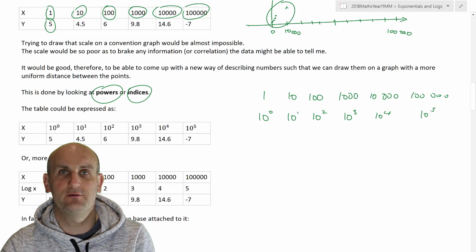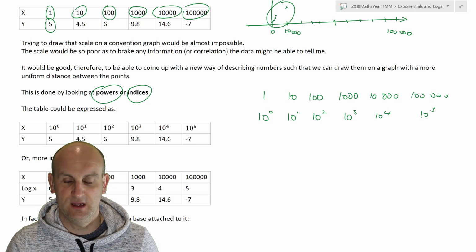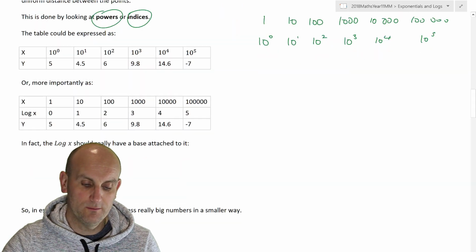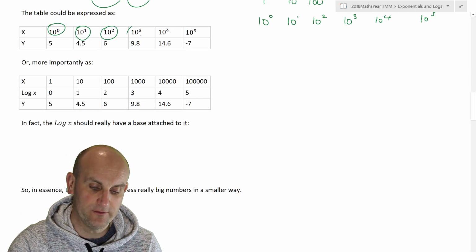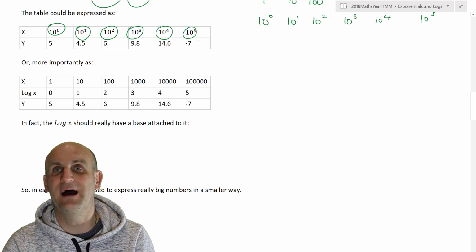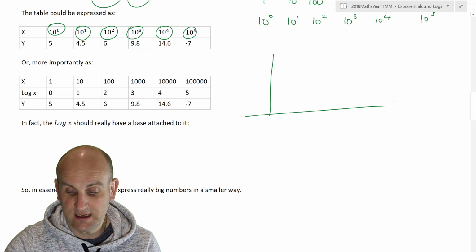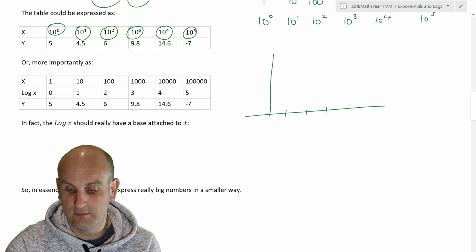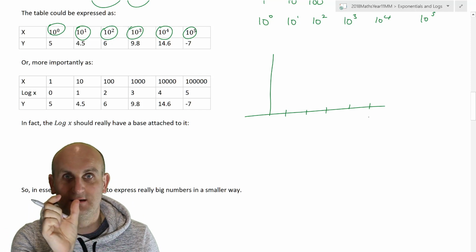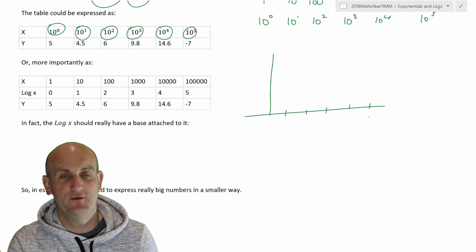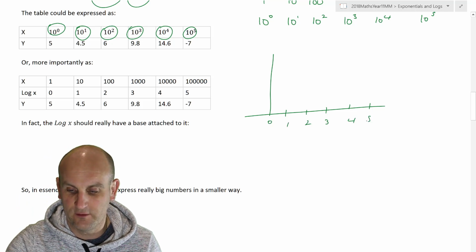So if I could now create a number system which has this power notation, then wouldn't that be awesome? Well, my numbers would then become 10 to the power of 0, 10 to the power of 1, 10 to the power of 2, 10 to the power of 3, 10 to the power of 4, 10 to the power of 5. Well, that 0, 1, 2, 3, 4, and 5 means I can now actually draw a scale 1, 2, 3, 4, 5. I can have a much nicer scale with equally distanced divisors or points. So there would be my 0 and 1 and 2 and 3 and 4 and 5.